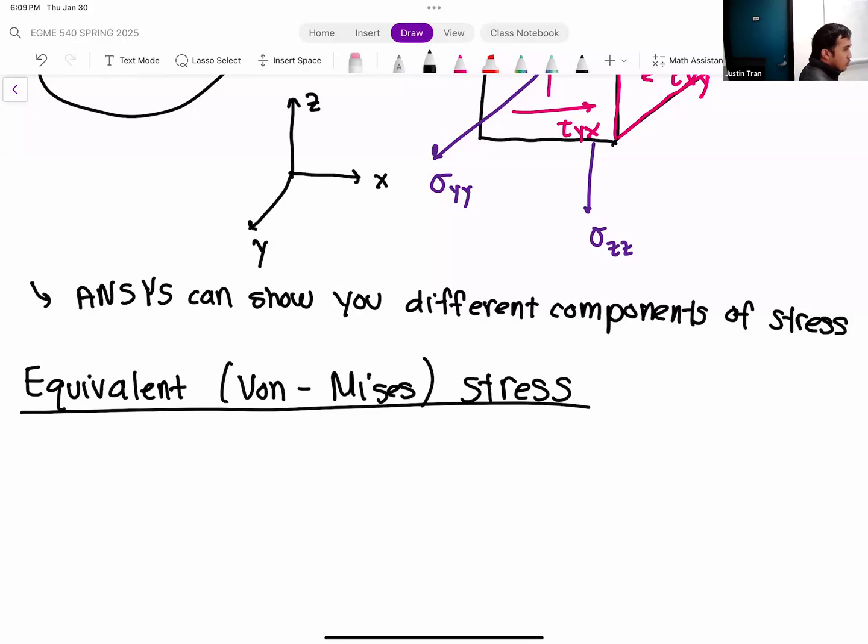The thing with color contour plots is it's really hard to illustrate the fact that different quantities can have different components. And so the equivalent stress is a way to take a very complicated quantity like stress and visualize it as a scalar quantity instead of a tensor quantity.